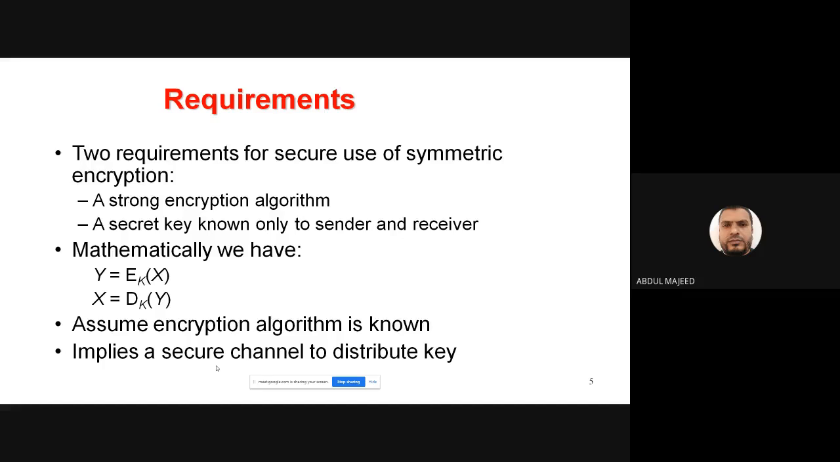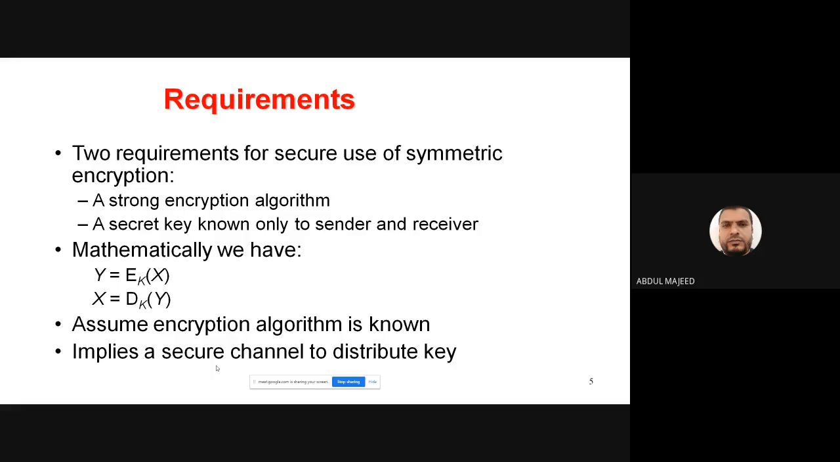One way I have shown earlier: y equals e of k comma x, and that equation is for the encryption process. On the other hand, for the decryption process you can write x equals d of k comma y. So like this, in two different ways we can represent the encryption process mathematically. Okay, so write that equation, explain that equation, right?